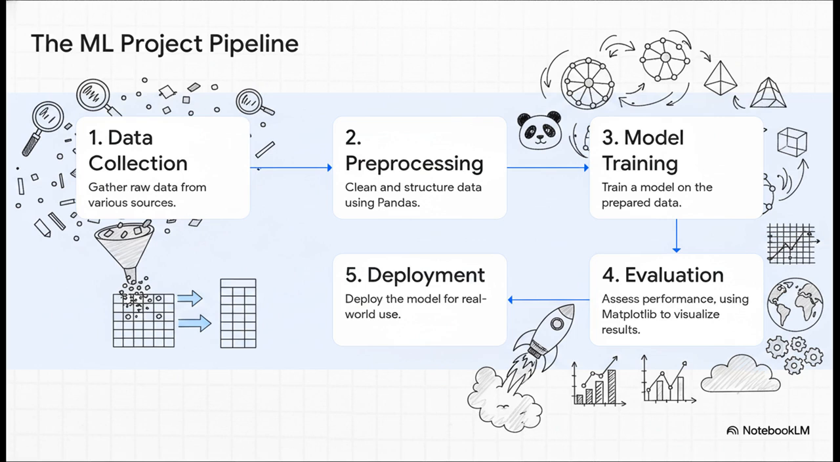Only then are you ready for step 3, training the model using one of those blueprints. After it's trained, you have to check its work. That's step 4, model evaluation. And that's where our magnifying glass, Matplotlib, is perfect for seeing how it did. And finally, if it all checks out, you deploy it into the real world.